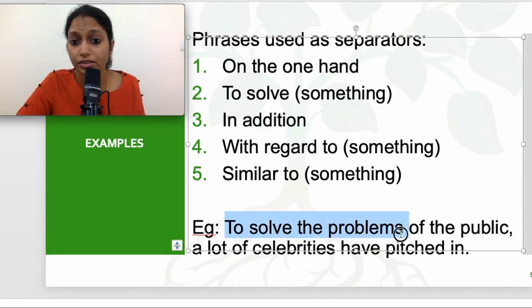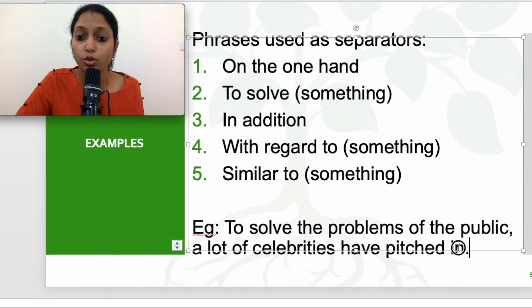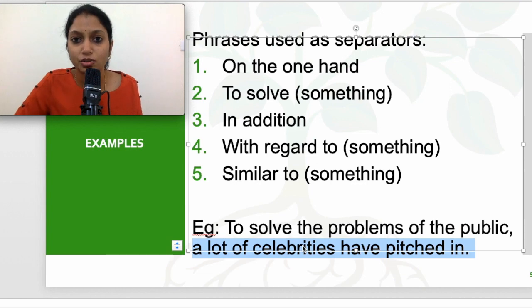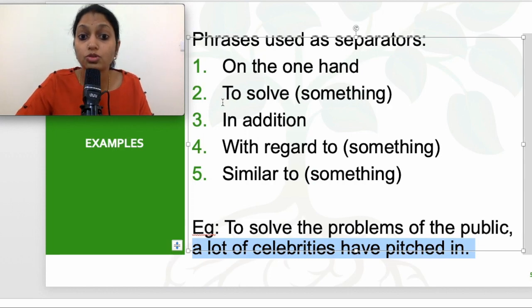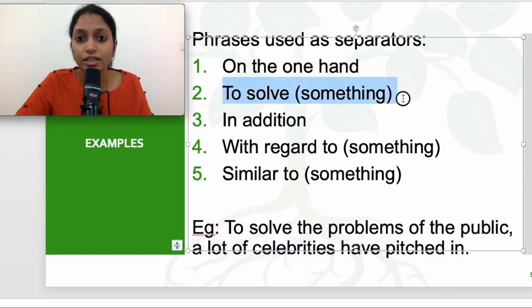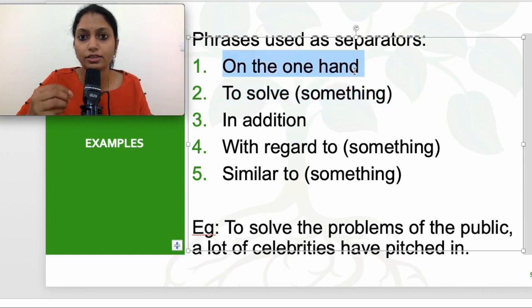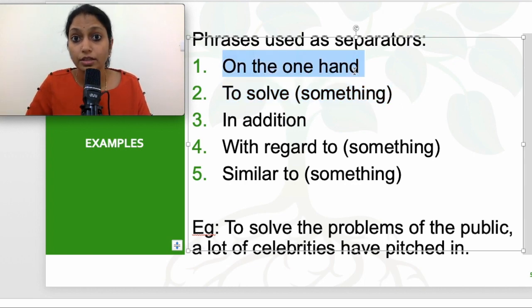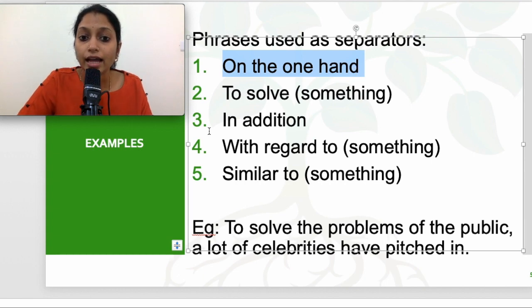Now, this is definitely separating itself from the main sentence, which is a lot of celebrities have pitched in. Now you have to understand how these separators give clarity to a sentence and also suggest what the sentence is all about. Right? Take a look. To solve this problem indicates that you're giving a solution. On the one hand, indicates that you are trying to contrast from something else later on. In addition means that you're adding something.